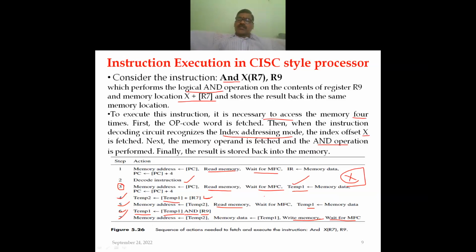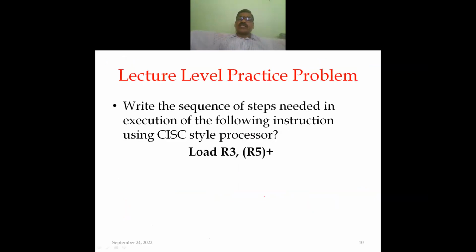So that means, as opposed to the RISC style processor, there are no 5 steps that are strictly followed for execution of any of these instructions. Some instructions are executed in fewer than 5 steps itself. Some instructions take more than 5 steps in execution in CISC style processors.